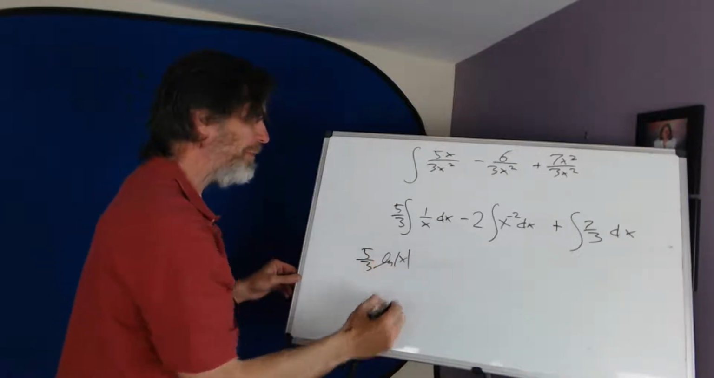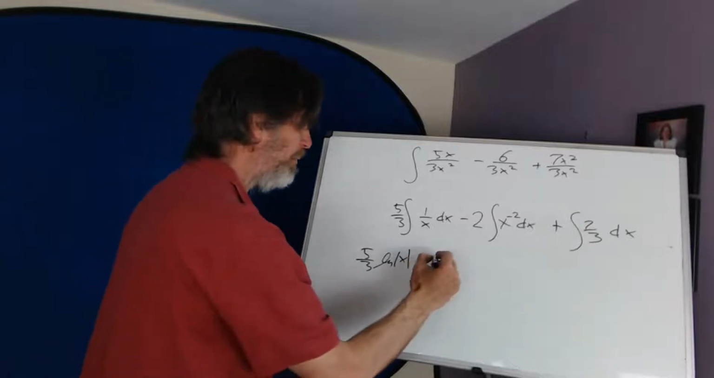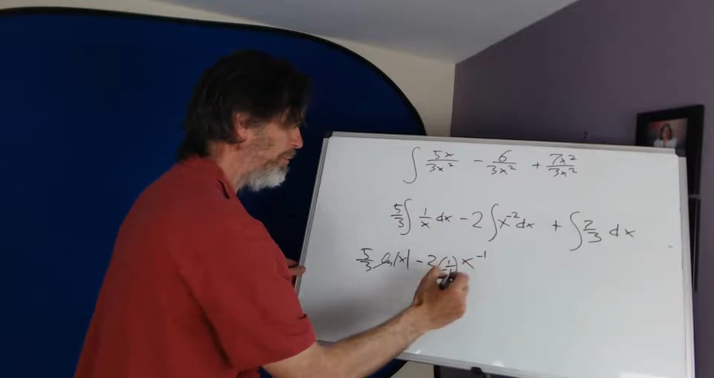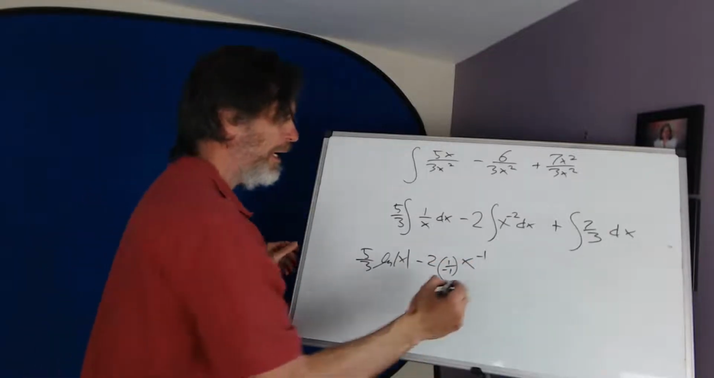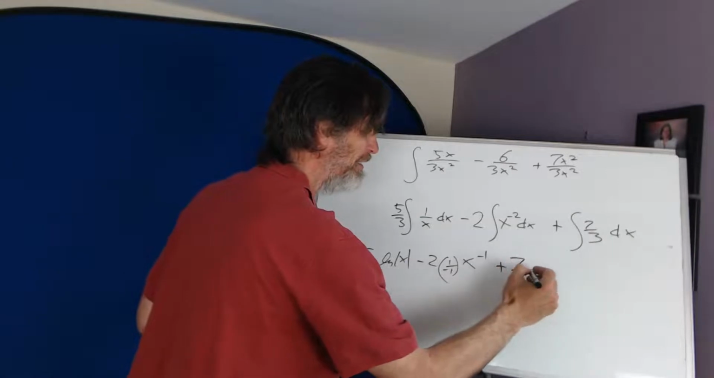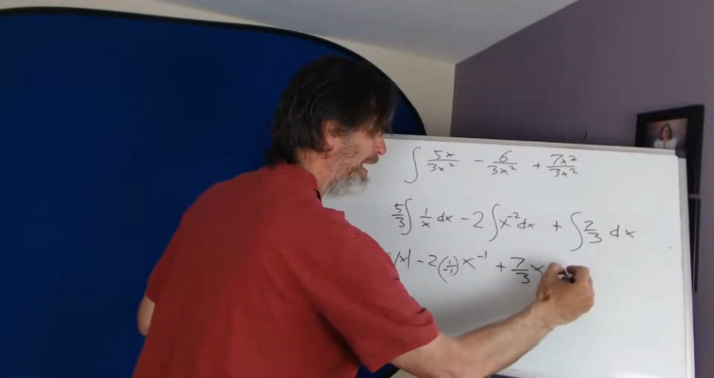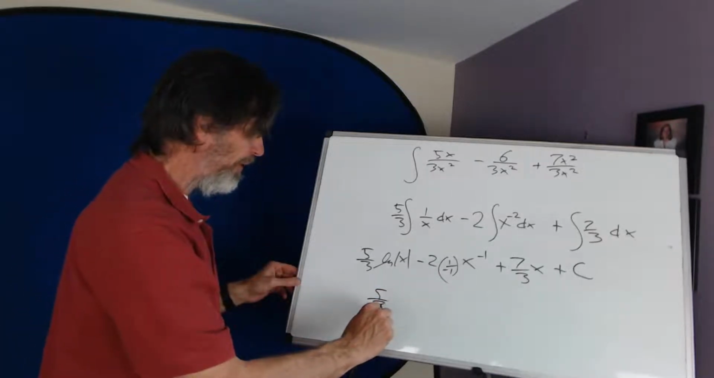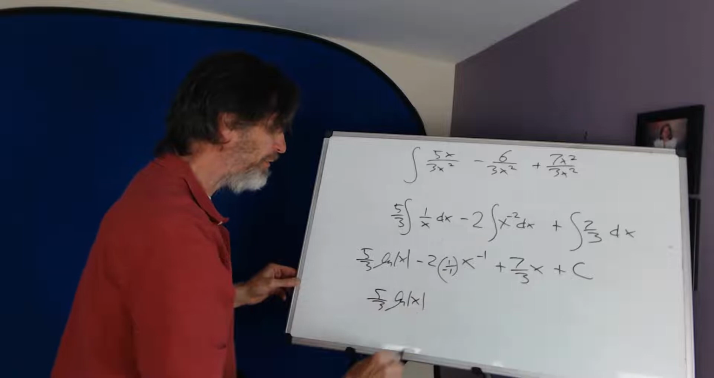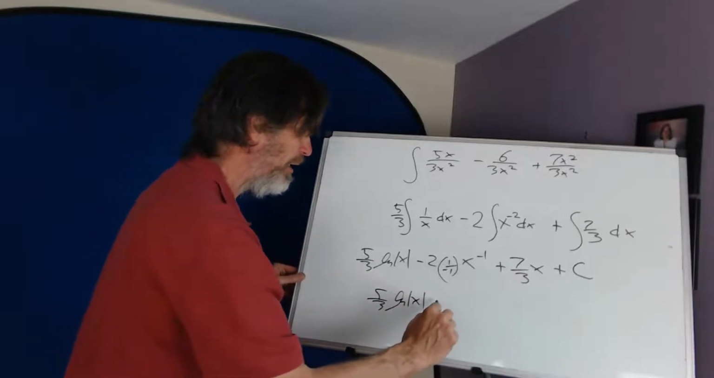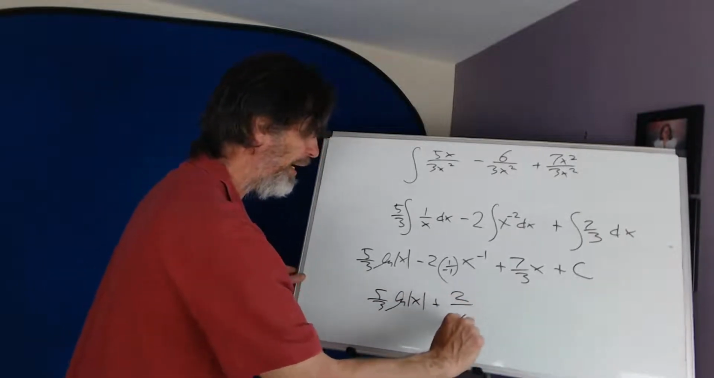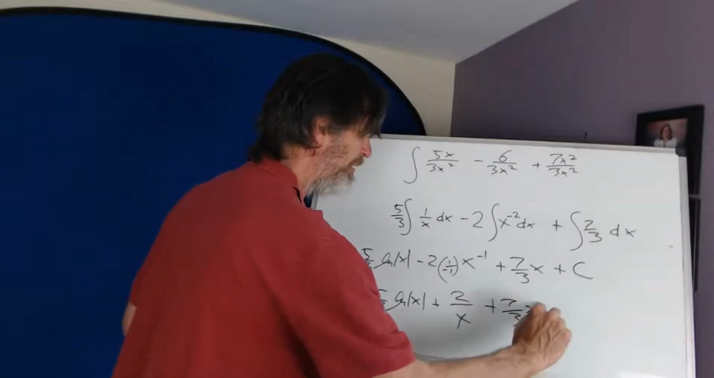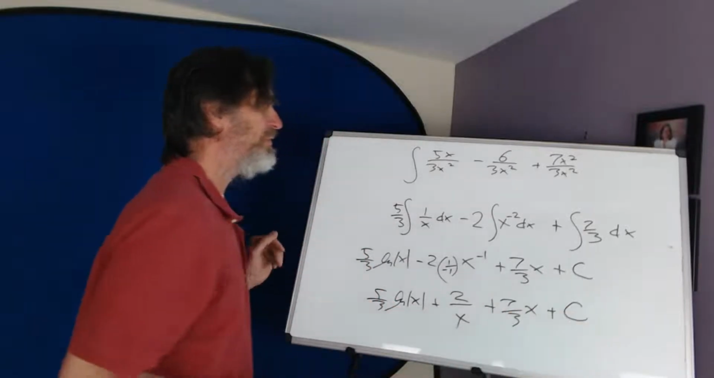5/3 natural log absolute value of x. Keep the minus 2, keep the x, raise the power by 1. Multiply by the reciprocal of that new power, and the antiderivative of any constant is that constant times x. Now let's make this as pretty as possible. 5/3 natural log absolute value of x, minus minus cancel, plus 2 over x plus 7/3 x plus c.